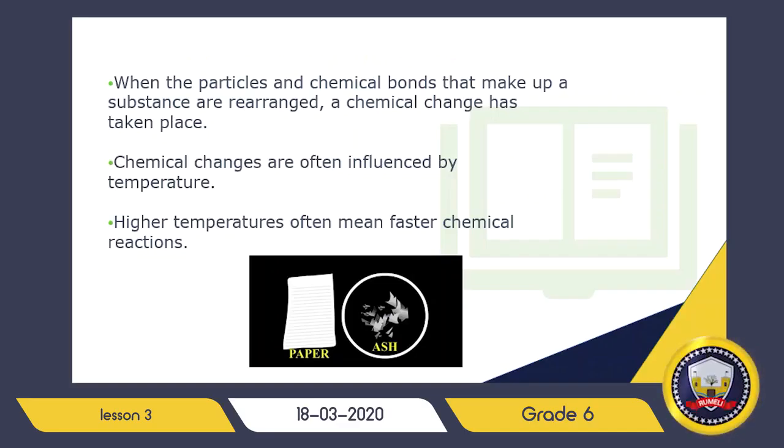So now, how do these chemical changes happen? Actually, when the particles and chemical bonds that make up a substance are rearranged, a chemical change has taken place. Chemical changes are often influenced by temperature, because high temperature often means faster chemical reactions.